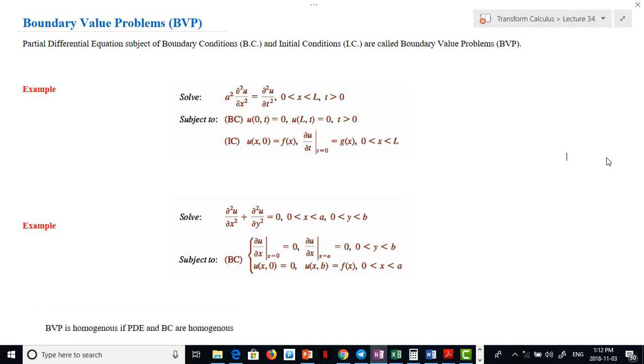So now we know boundary value problems, initial conditions, boundary conditions, and the heat equation. As a result, we can solve the heat equation. In the next lecture, we talk about the solution of the heat equation. In fact, the heat equation is a boundary value problem because we have a partial differential equation, boundary conditions, and initial conditions.